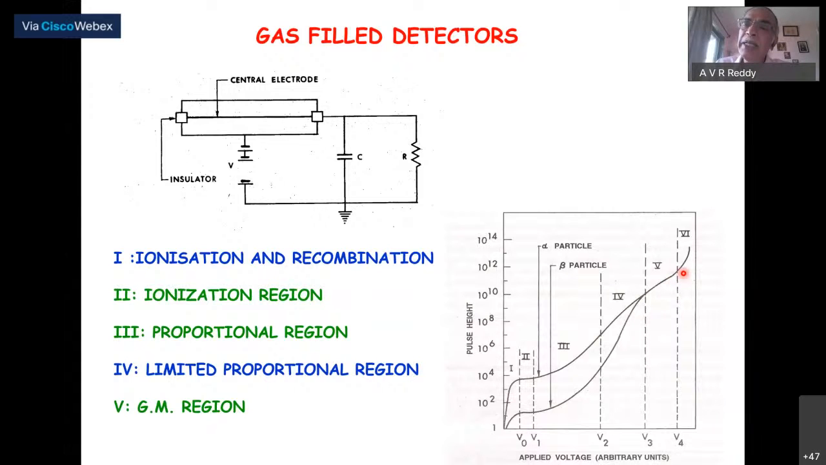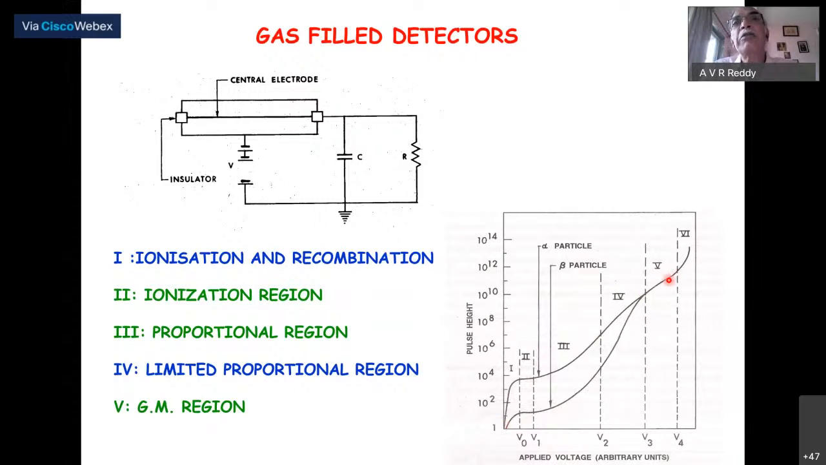If you go on increasing voltage further, what will happen? There is a layer of positive charge. Electrons are reaching the anode. Then these positive ions, because they're also moving, will be in an excited state. When they de-excite, they can produce a photon. That photon can interact at the anode surface by photoelectric effect. It can produce another electron. This electron does not have any relation to the initial interaction of the radiation.